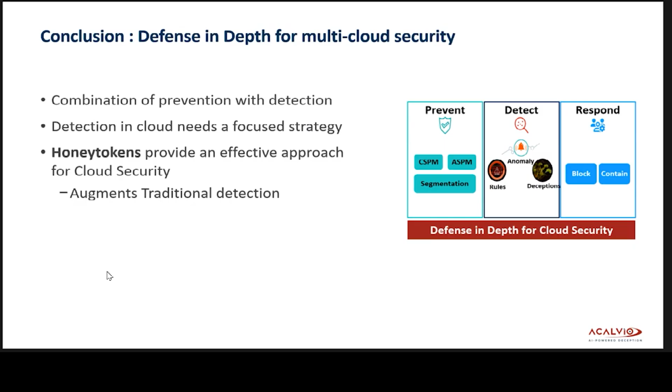And the last slide, basically the key takeaways. Essentially, defense always comes in multiple layers. It doesn't matter whether it's cloud or enterprise. And it's always a combination of prevention and detection. Now, cloud detection always needs a focused strategy. And honey tokens, I'd say, provide an effective approach for cloud strategy. Very inexpensive to create. And it augments. It's not like you have to throw away all of your things. It augments your current security infrastructure.